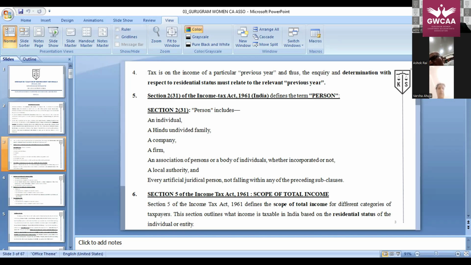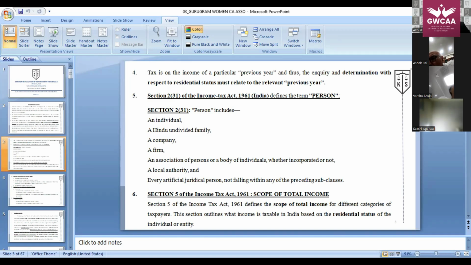Now, this 60 days criteria will be relaxed to 120 days when all the things are the same, but when the person earns more than 15 lakh rupees in a previous year.